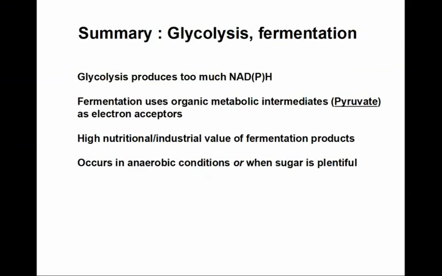So, summary of fermentation. Okay, the problem is that glycolysis produces too much NADH relative to ATP. The electron acceptors are all derived from pyruvate somehow. Okay, the end product of glycolysis. It's useful for us because, you know, cheese, yogurt, this kind of stuff, they're all food products produced by bacterial fermentation. And it will only occur in the absence of oxygen or when there is a lot of sugar.